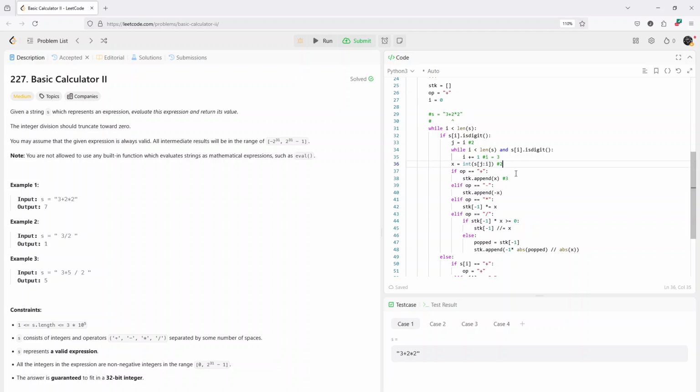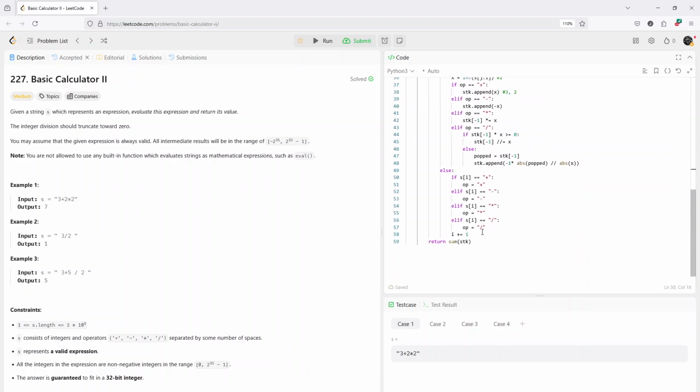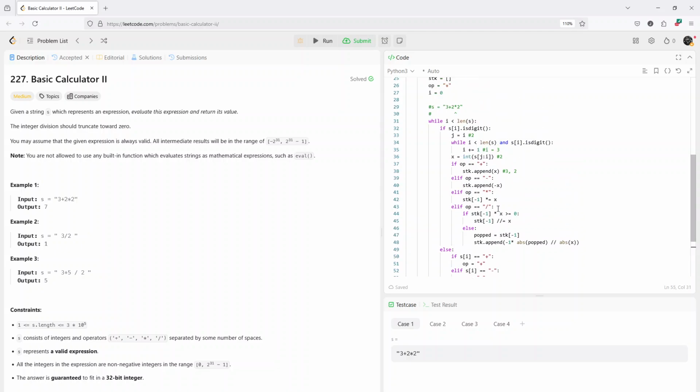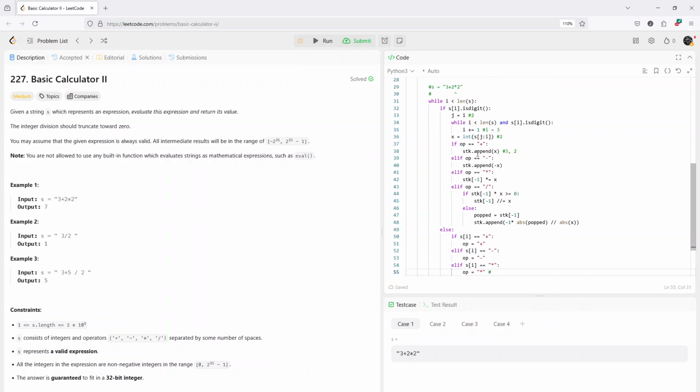So now you're going to append that 2. And then you're done with all this. Now you go back up here. I is 3. So we're at this multiplication. It's not a digit. It's multiplication. So now this gets hit. And then I plus equals 1.